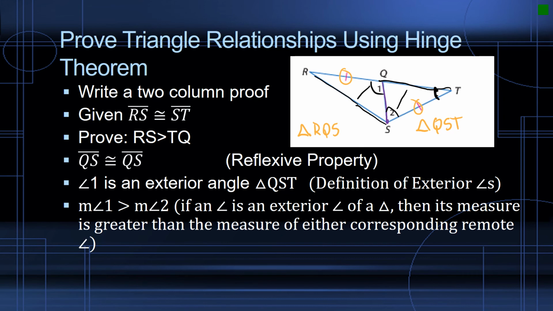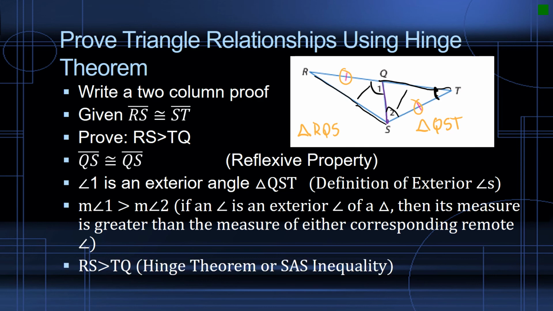All right. Well, I think we're about ready to prove this thing. Because based upon the Hinge theorem, if angle 1 is going to be greater than angle 2, then segment RS has got to be greater than segment TQ, and true. Hinge theorem or side angle side inequality. Isn't that exciting?